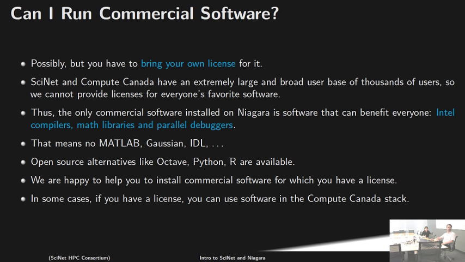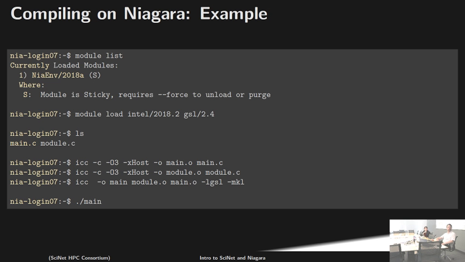Okay, so just to show you an example of a workload. Suppose you had code that you need to compile. What would be the trajectory? You would log in. You would have nothing in your module list except the nia-env, and you load an Intel compiler, for instance. Usually you want to use the Intel compilers. And say you needed a library, in this case a GSL library. You've loaded those, and you have source files, these are C codes. You'd compile them. The Intel compiler has a C compiler called ICC. These happen to be the commands for it, and you could run it.